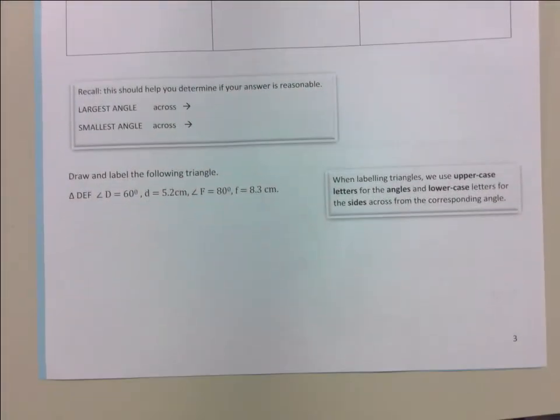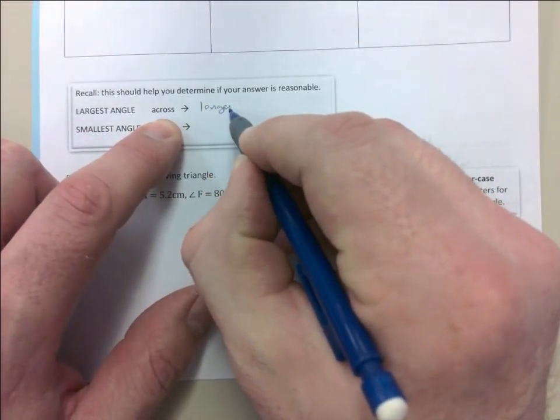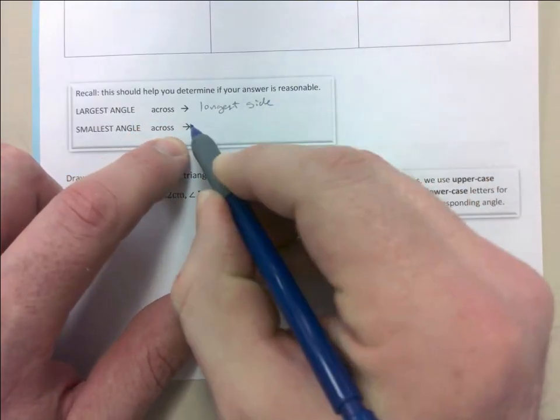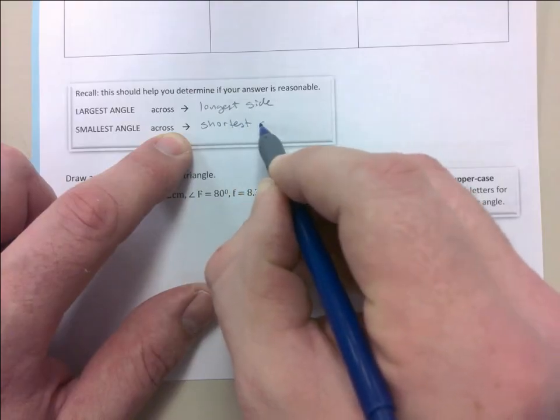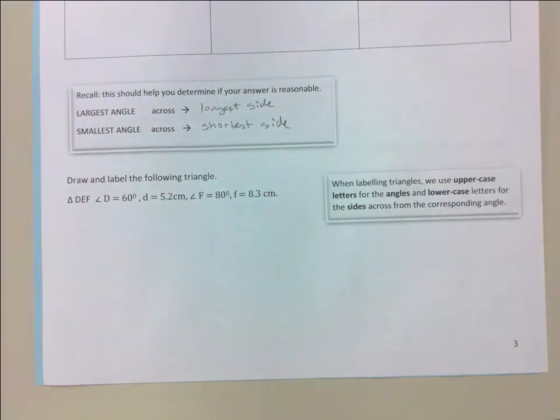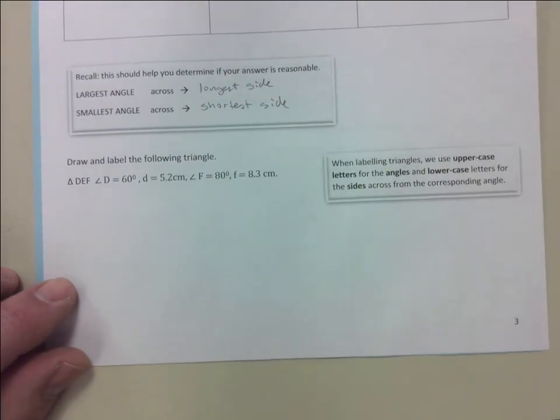Here it is one more time. Largest angle across longest side. Smallest angle across the shortest side. You can't emphasize things too often, okay?